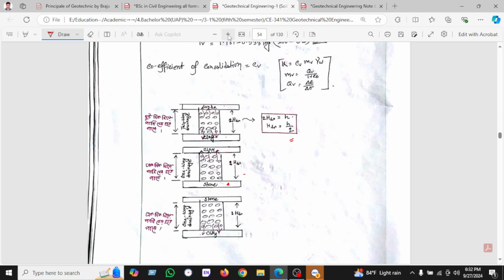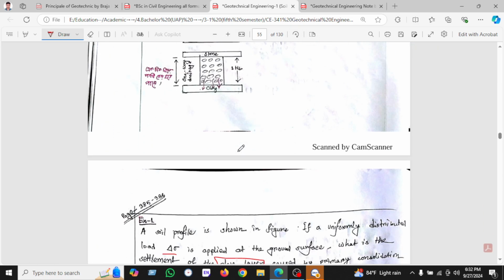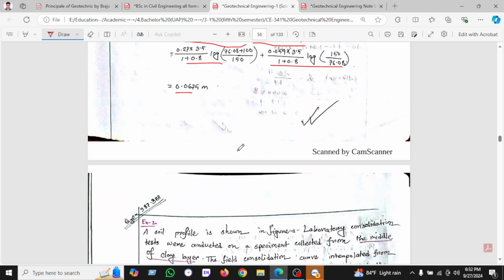Here is the drainage basics. When the sand is between clay and sandy soil, then the drainage is two-way drainage. Then we can say the water will seep in both ways. That's why we will take two drainage paths, H divided by 2. And this concept we apply while solving the questions. And this is our first example, and then the second and third.